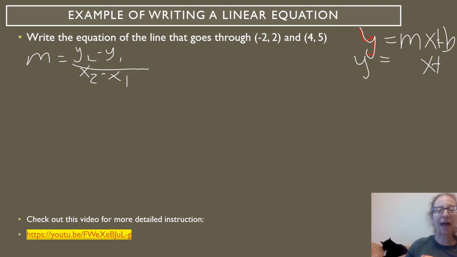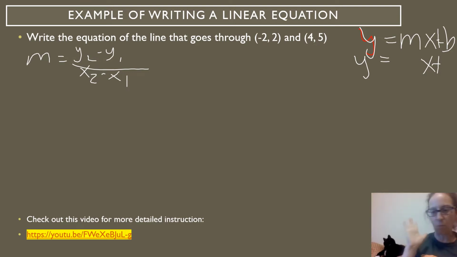Now, it does not matter which point is point 1 or point 2. So I got 2 points here. So we're writing the equation of the line that goes through negative 2, 2 and 4, 5. I can call this point 1 and this point 2, which would make this x1 and this y1, and this would be x2 and this would be y2. You could also say that this was point 1 and this is point 2. And that would make this x1 and y1 and this x2 and y2. It actually will not matter as long as you don't change your mind halfway through the problem.